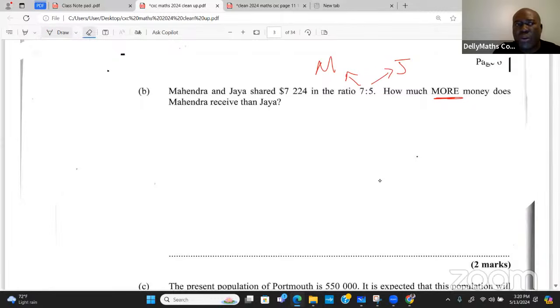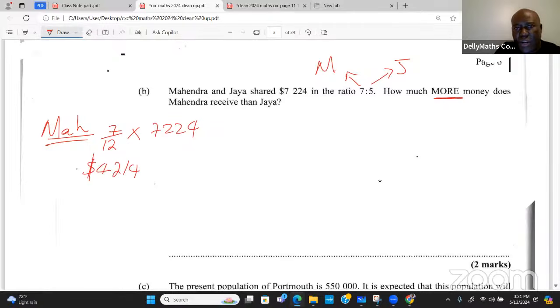So there are various ways that we can work this out. What we want to do is to find both, and then we subtract. So I'm going to work out Ma, just shortening the name. Ma is 7 out of 12 of that money, which is $7,224. So 7 divided by 12 times 7,224. And this person is getting $4,214.